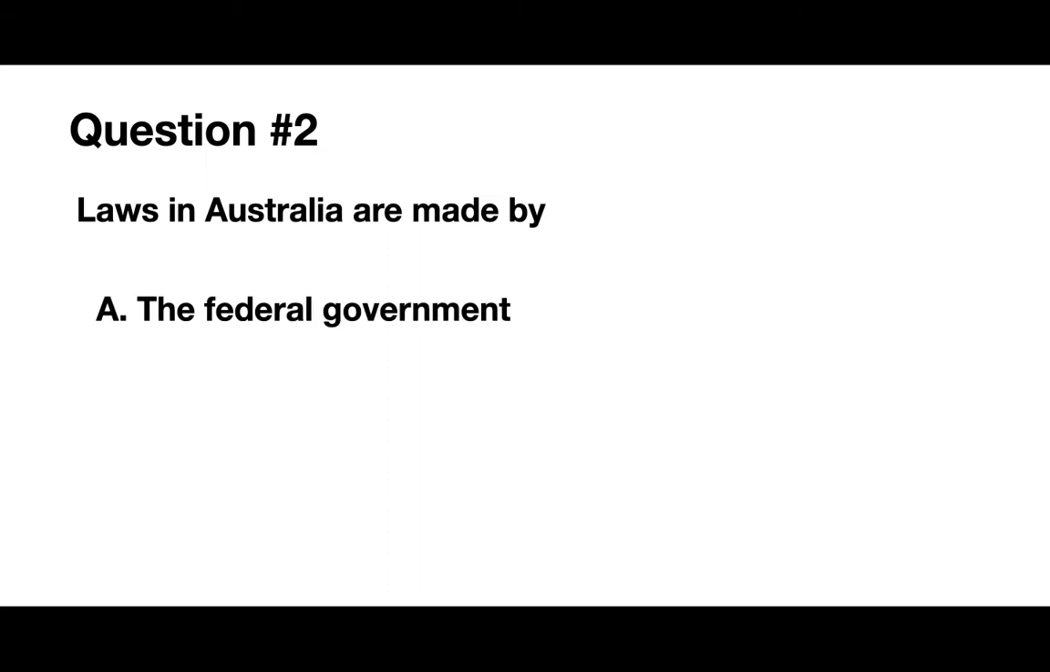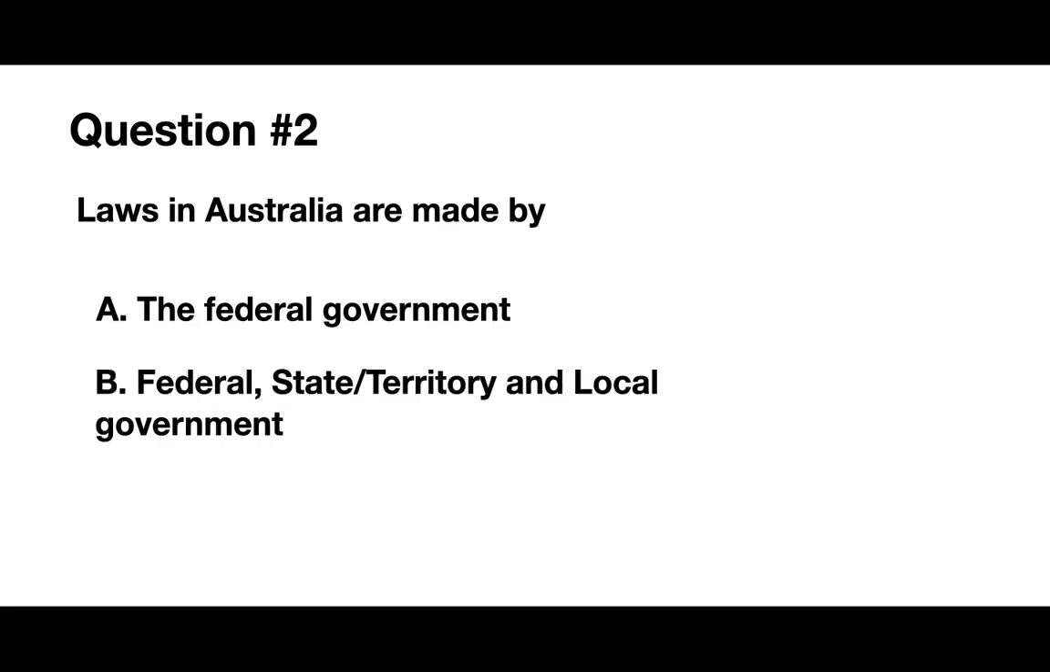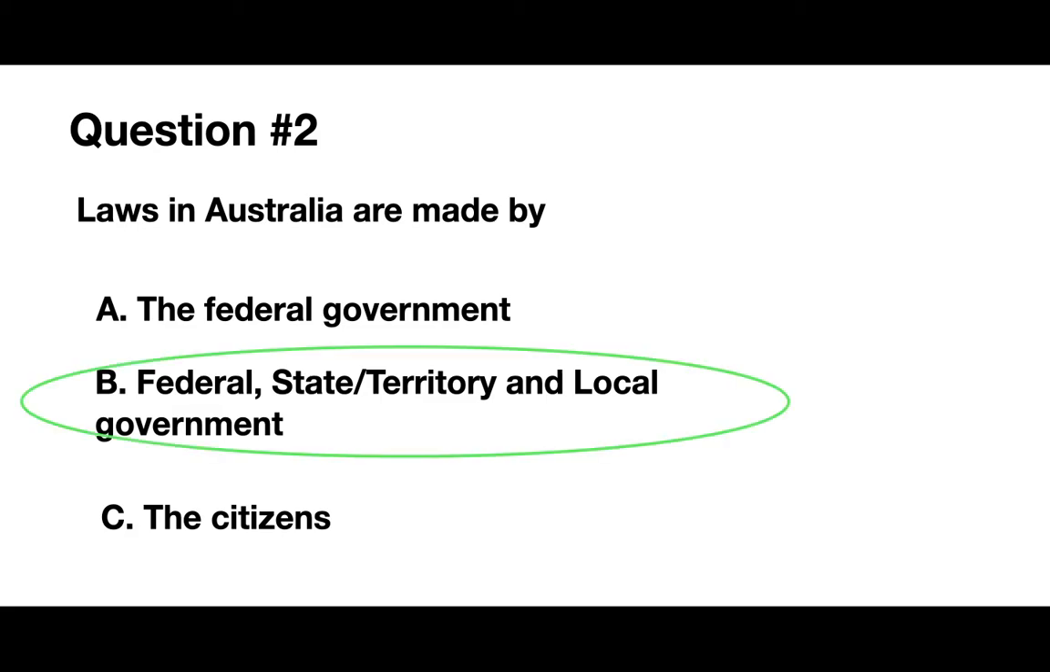Question number 2. Laws in Australia are made by A. the federal government, B. federal, state, territory, and local government, or C. the citizens. And the answer is B. Laws in Australia are made by federal, state, territory, and local government.